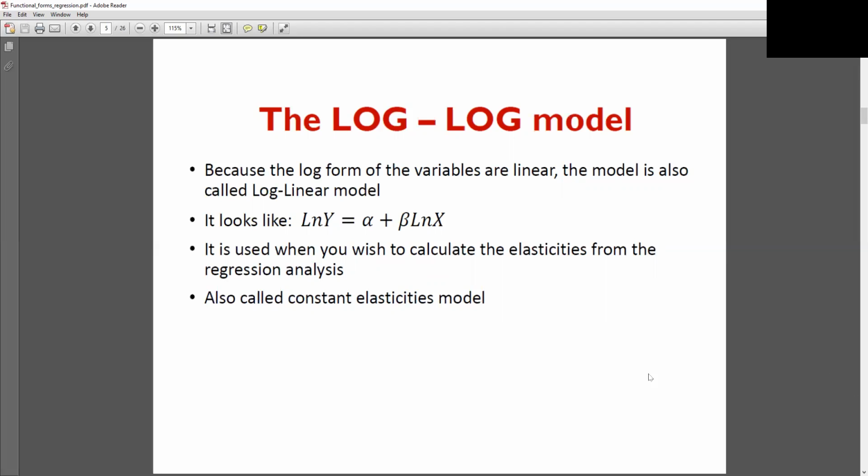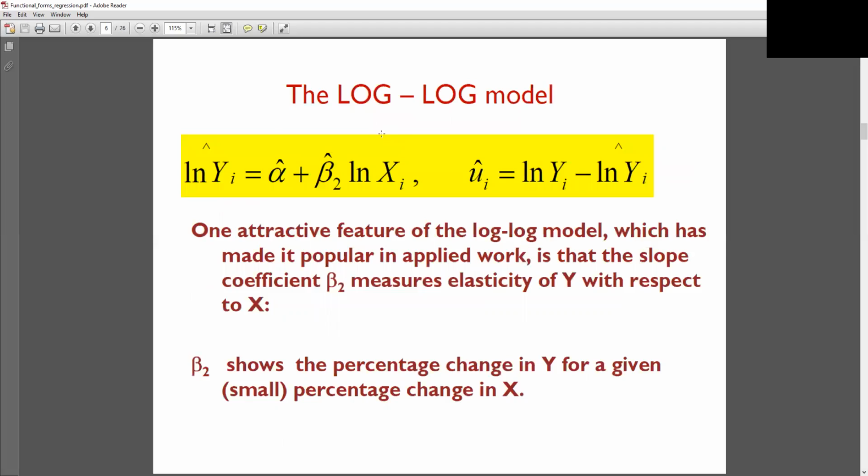In the case of other models, be it the log-lin or lin-log model, the value of the slope itself won't be the elasticity, so you have to work out elasticity using a formula. We'll be seeing one by one what formulas we have to use to calculate elasticities. So this is the log-log model. You see why it is called that? Because the slope coefficient beta 2 itself measures the elasticity of y with respect to x. So what is beta 2 here? It shows the percentage change in y for a given percentage change in x. This is what your elasticity is.